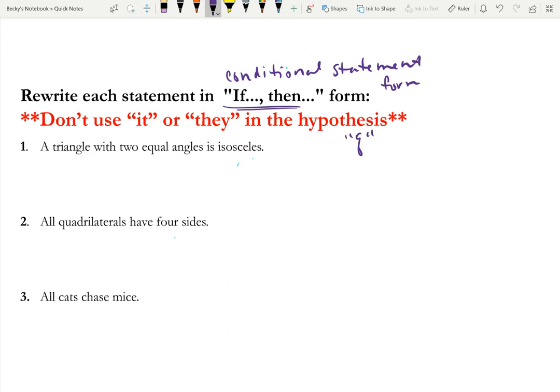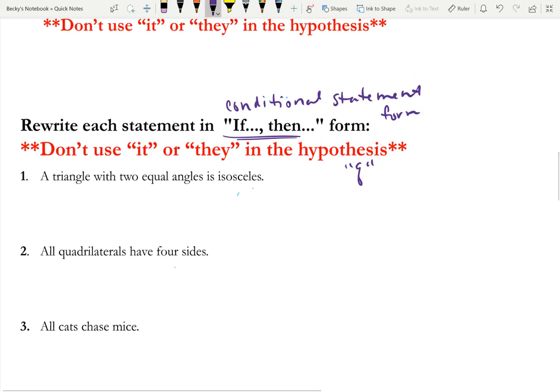The first one: a triangle with two equal angles is isosceles. Here's a couple rules. Whatever information is at the beginning, try to keep it at the beginning. And if it's at the end, try to leave it at the end. So the word triangle is at the beginning, so use that at the beginning, and isosceles is at the end, so we're going to use that at the end. I can't say if it is something. On this one, you have to say, if the triangle has two equal angles, then it is isosceles. When you're finished, it needs to have the exact same meaning as the original statement. So let me see if I can get this done here.